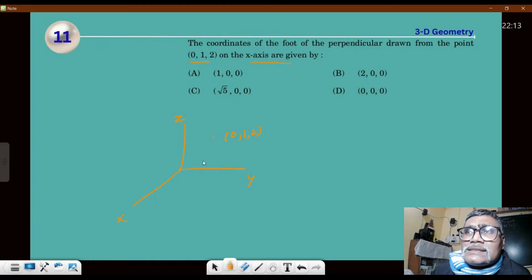So where is the x-axis? So from here, if you draw the perpendicular, what will be the foot? You have to find the coordinate of this. So obviously it is 0, 0, 0. At origin only you can draw the perpendicular. This is a very good question. It can be given in class 11 also.